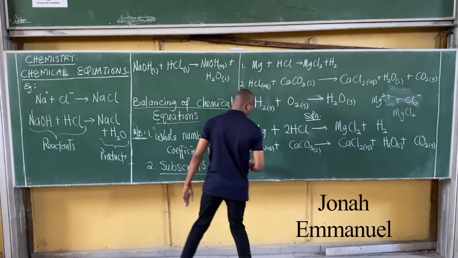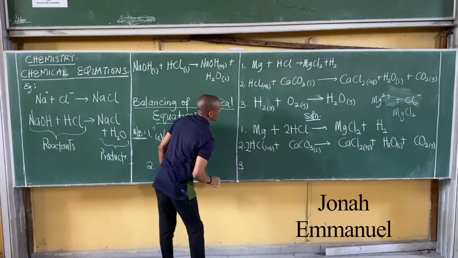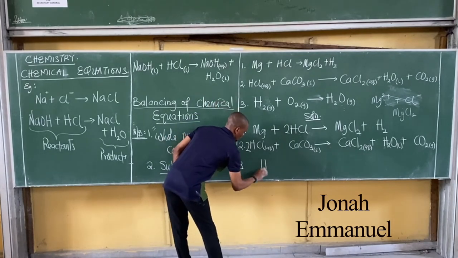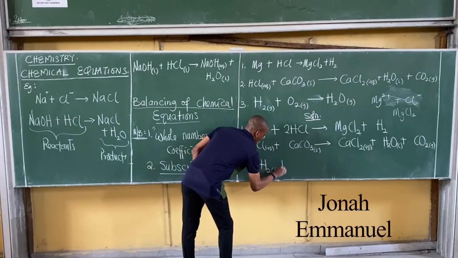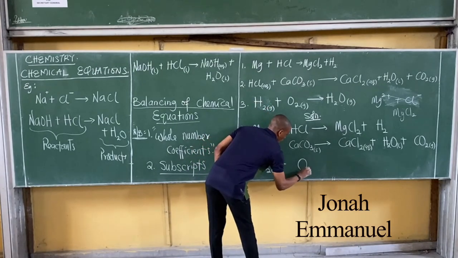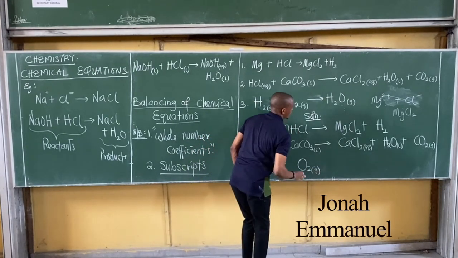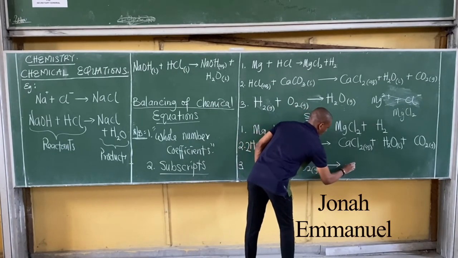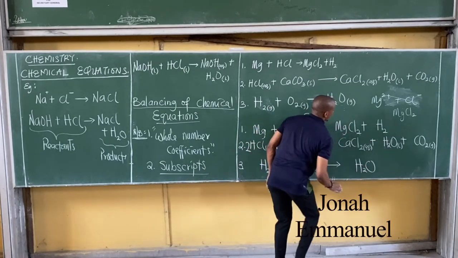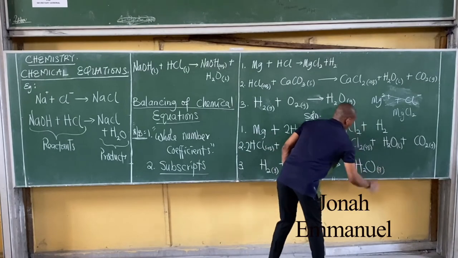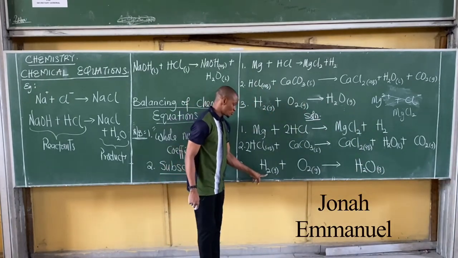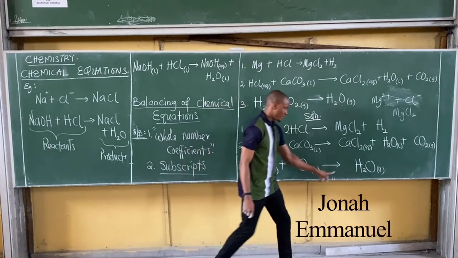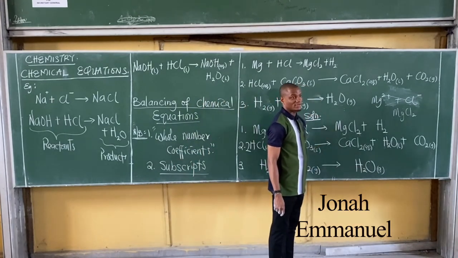One last one, number three. H2 gaseous form plus O2 gaseous form give you H2O in gaseous form. How do I balance this? Start with hydrogen. H2. Come here, two hydrogen, so it's balanced.